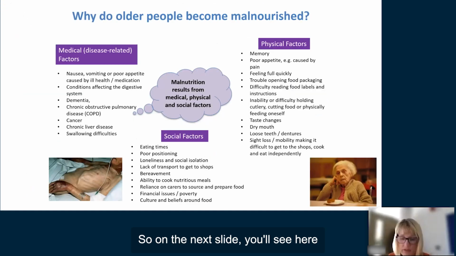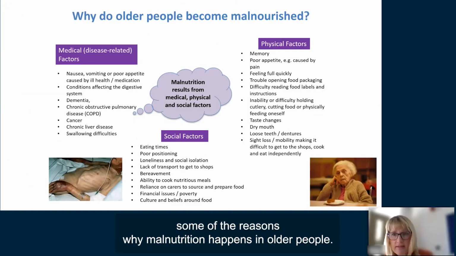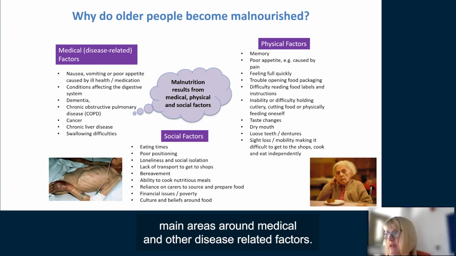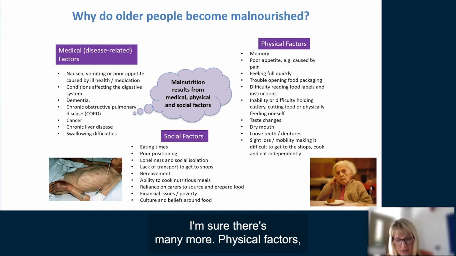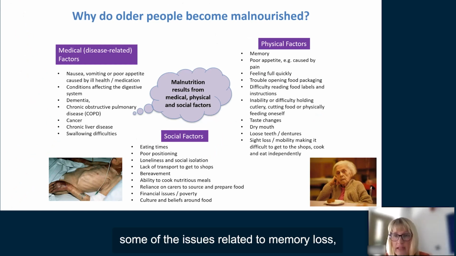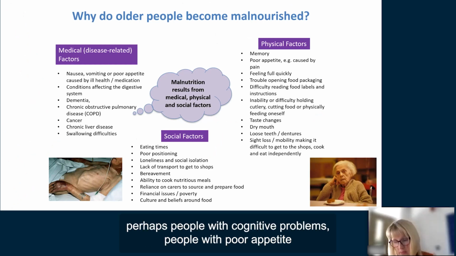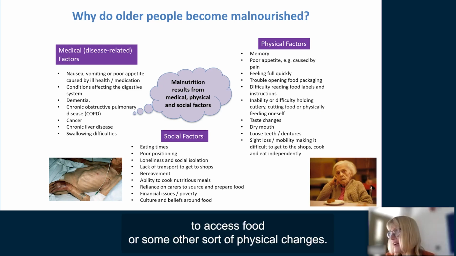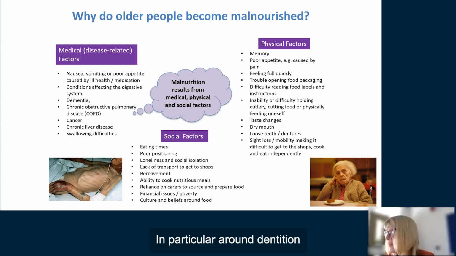On the next slide, you'll see some of the reasons why malnutrition happens in older people. I suppose we can break them down into 3 main areas. Medical and other disease-related factors, and there's a long list there. I'm sure that there's many more. Physical factors, some of the issues related to memory loss, perhaps people with cognitive problems, people with poor appetite, or as we age may lose that independence to access food, or there may be other physical changes, in particular around dentition. We know that's a big problem.